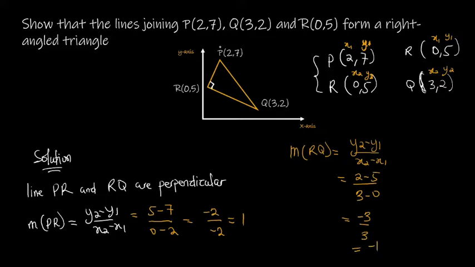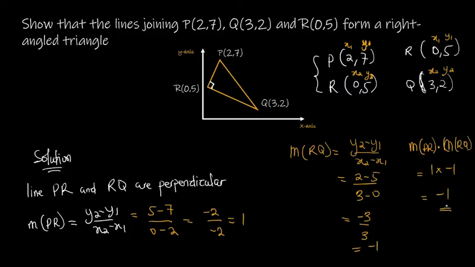Now we said that if it is true that the lines joining P, Q and R form a right angle triangle, then we are expecting the lines PR and RQ to be perpendicular, which means if we multiply their two gradients, that should give us -1. So the gradient of PR multiplied by the gradient of RQ. The gradient of PR is 1 multiplied by the gradient of RQ is -1, and this is equal to -1.